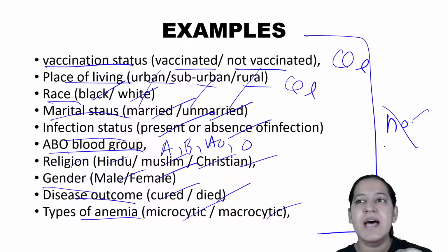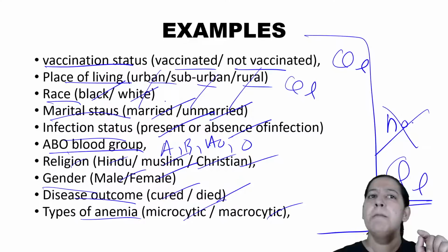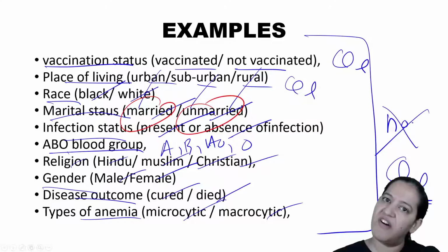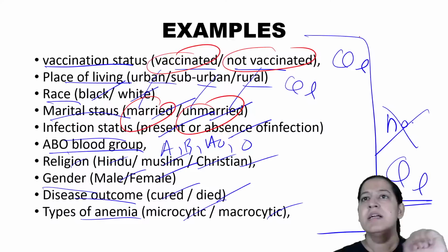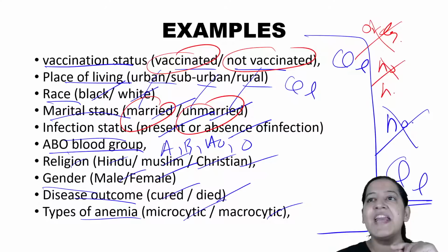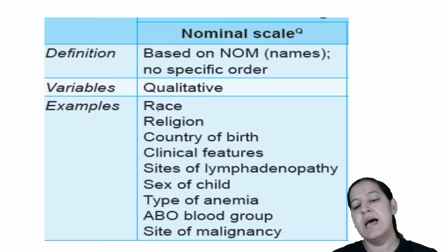And they do not have any specific order. We can say married first, or unmarried first. Whatever I wish, I can say first and then the second word. Whether non-vaccinated or vaccinated, or whether vaccinated, non-vaccinated. There is no particular order that first I have to say this thing, then this thing. There is no order, no number. Only names are there. That's why it is known as nominal. Nominal is for names. I hope you got it. So nominal is based on names. There is no number, no order.